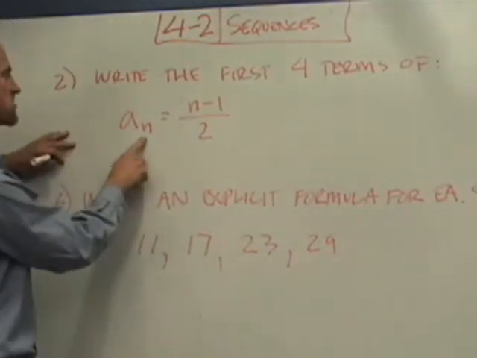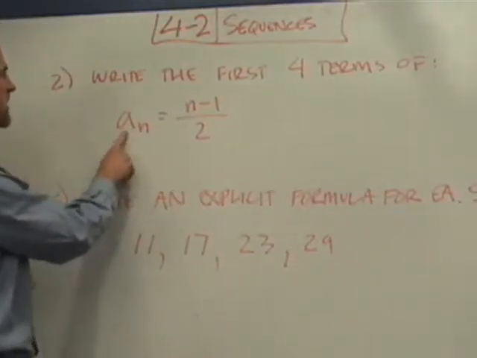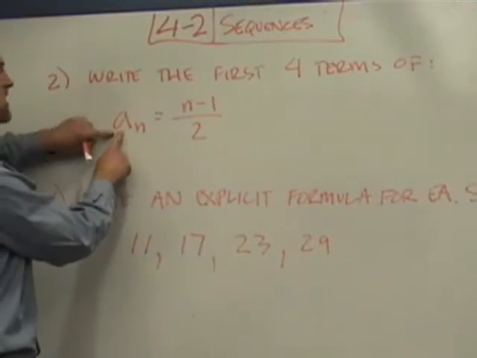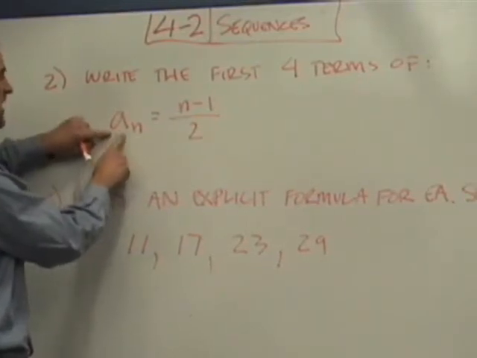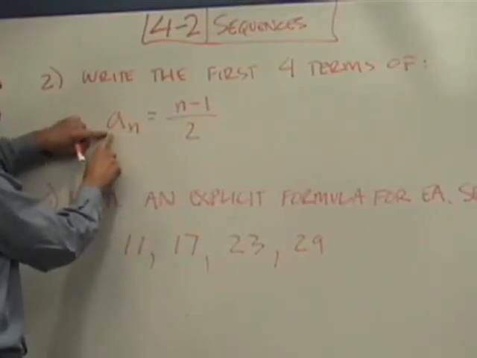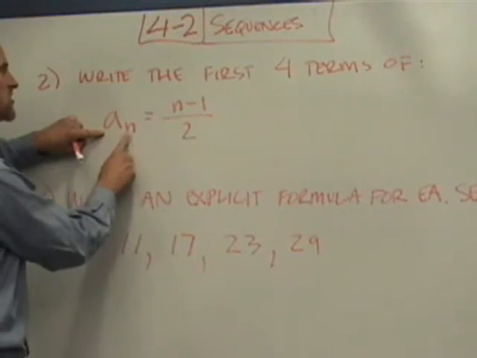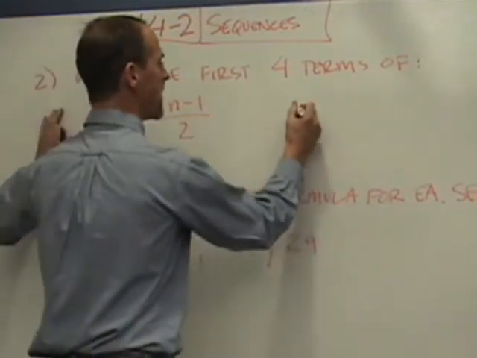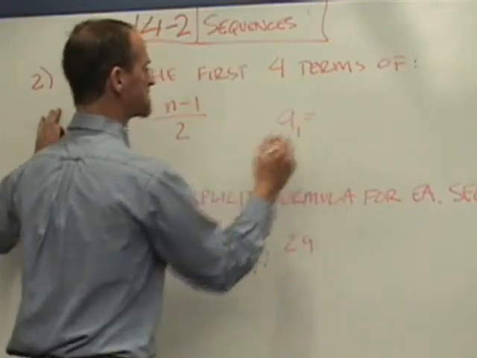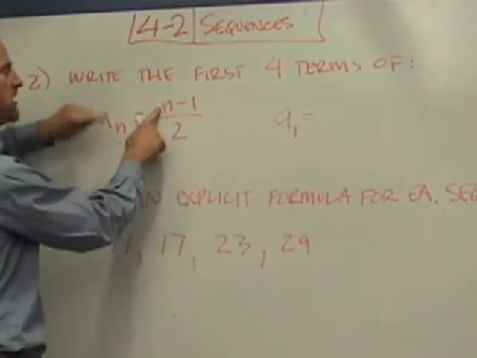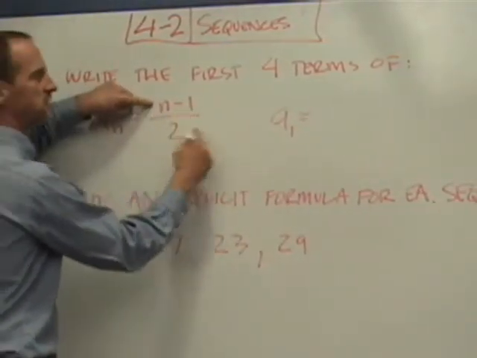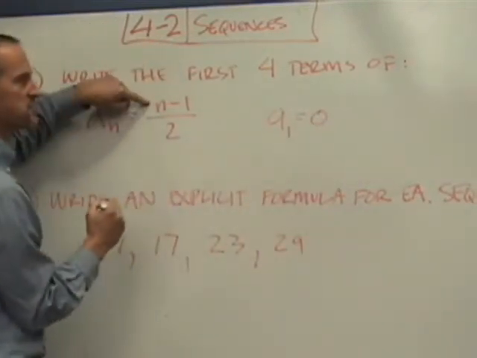And the way we do it is with this sort of notation. This is just the name. It could be A, B, C, D. In this case, we're using A, and that's a subscript, so we read this A sub n. Our first term will be A sub 1, and that's equal to, when we sub in 1, 1 minus 1 is 0, 0 divided by 2 is 0. So that's my first term.